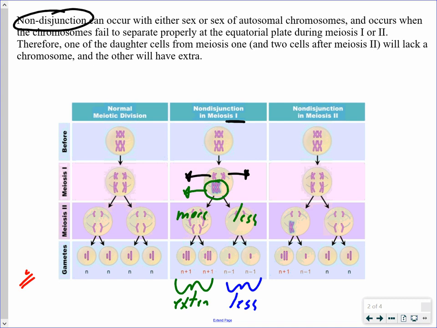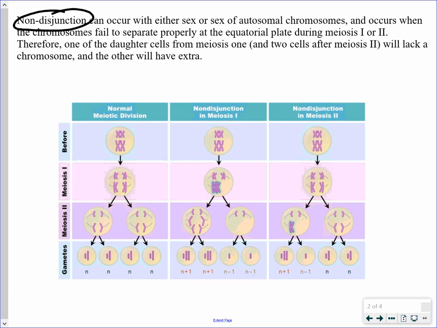The symbols that they use here, so N is the correct number, which would be 23 in humans. N plus 1 means, well, it's the normal number plus 1 extra. So it's 23 plus 1 that we would get if it were a human cell, and 23 minus 1, or 22, in the case of the other two. So if we do have non-disjunction that is taking place during meiosis 1, then none of the gametes, in fact, are going to end up being normal in terms of the chromosome number. Half of them will have an extra chromosome and half of them will be missing a chromosome.